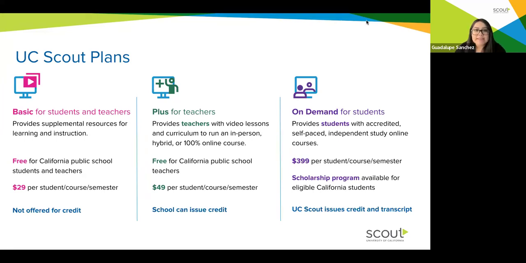And last but not least here on this slide, one last thing I wanted to emphasize for On Demand is that since UC Scout offers the course directly to students, we also do offer that final grade, credit, and transcript to the student upon their completion of their course. And that transcript, once again, can go back to their high school to meet any high school graduation requirements, and of course, colleges of their choice to meet any of those college admission requirements.